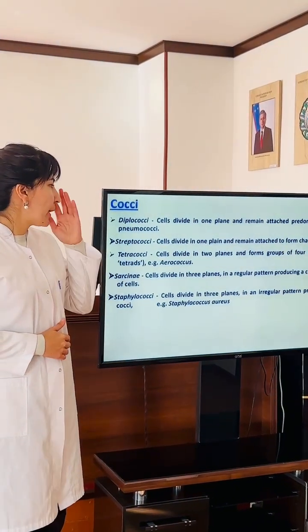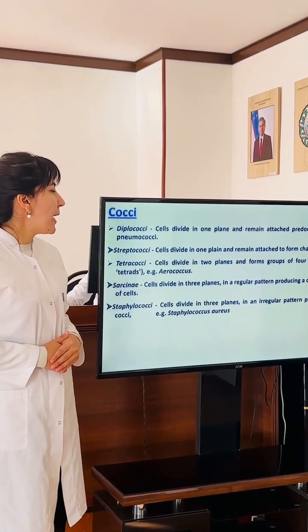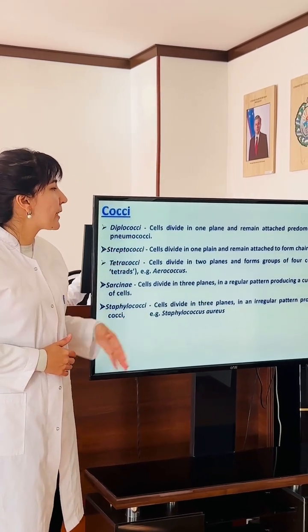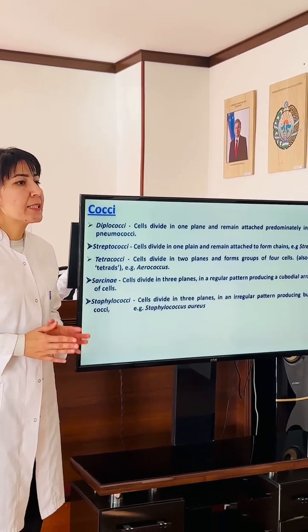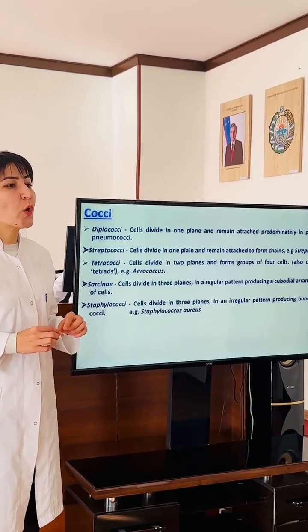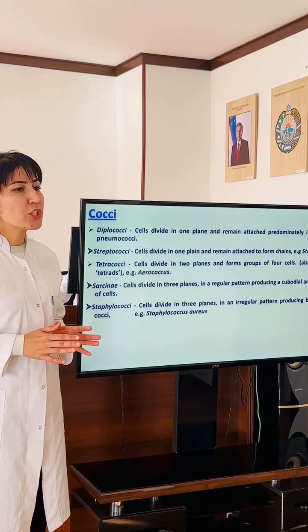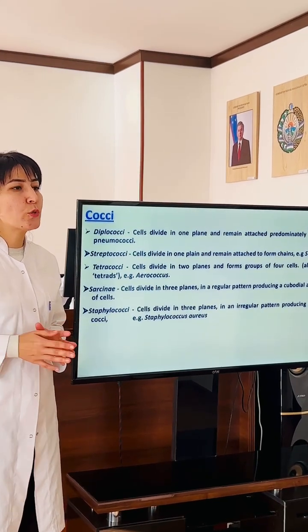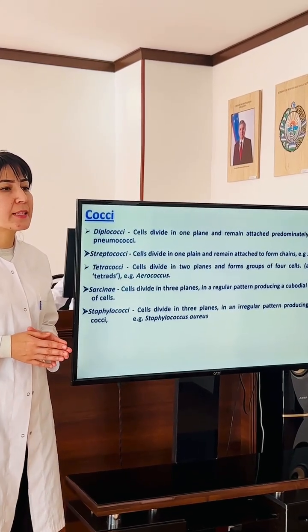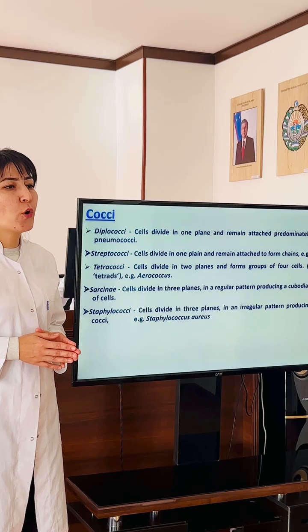Coccus. Diplococcus cells divide in one plane and remain attached, predominantly in pairs, like pneumococci. Streptococcus cells divide in one plane and remain attached to form chains. Tetracoccus cells divide in two planes and form groups of 4 cells.